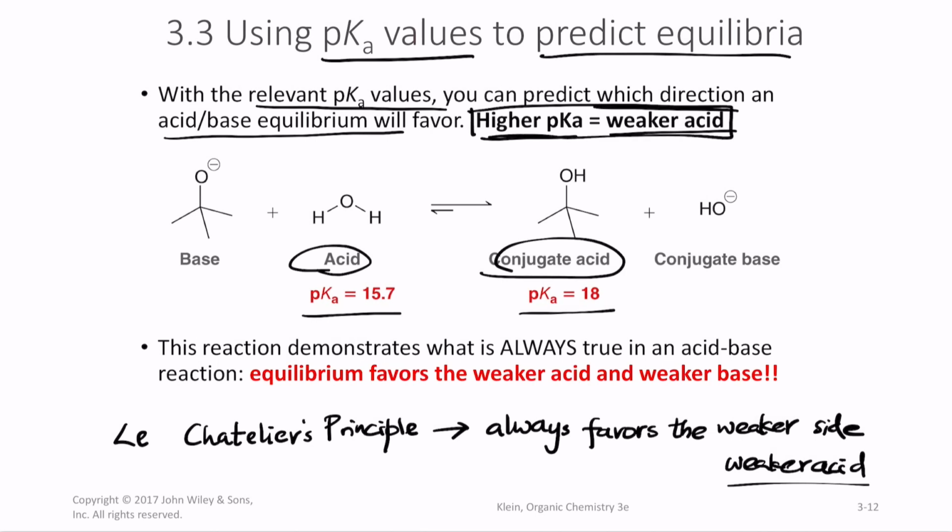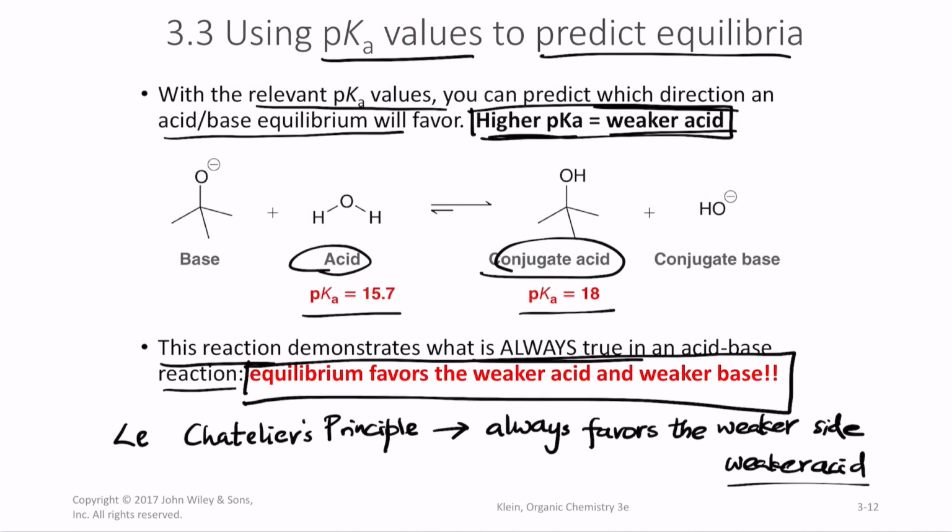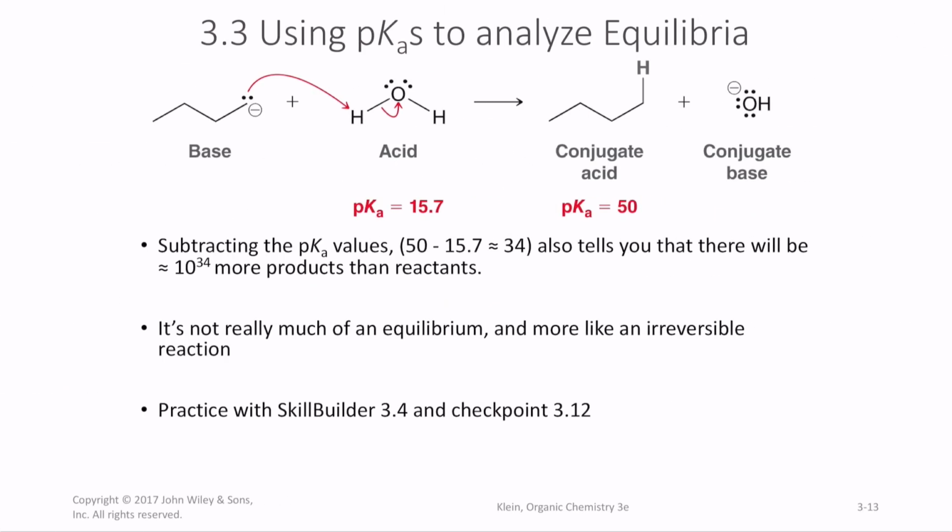Whichever side has the higher pKa, the equilibrium will always be on that side. It is always true in an acid-base reaction that the equilibrium always favors the weaker side, the weaker acid and the weaker base. So we are comparing, always remember this, the acid and the conjugate acid on both sides, and we are comparing their pKa's. Whichever has the higher pKa, the equilibrium always favors that side. So this is one way of knowing where the reaction will go.